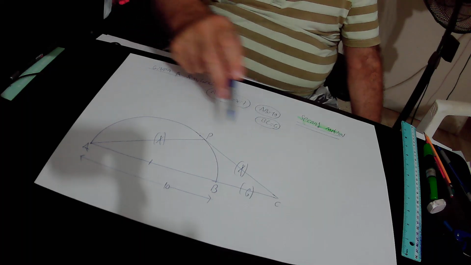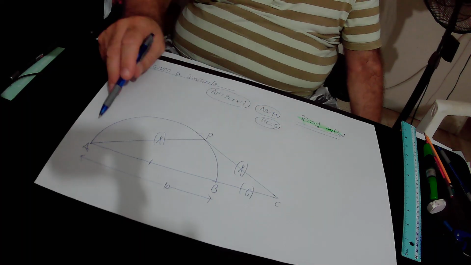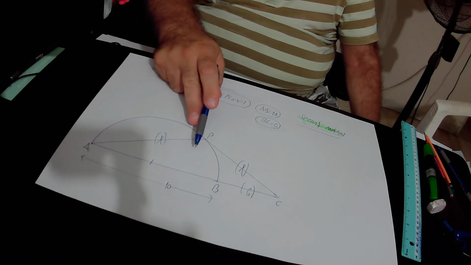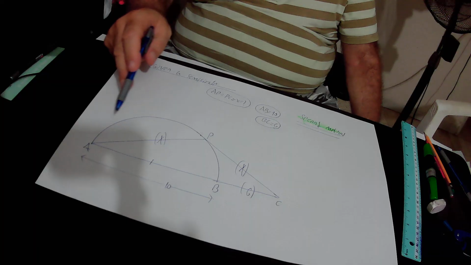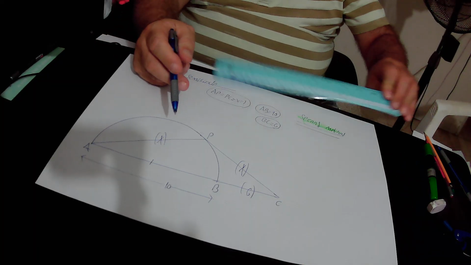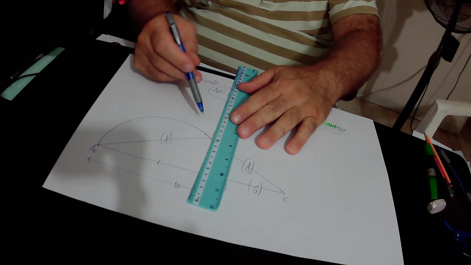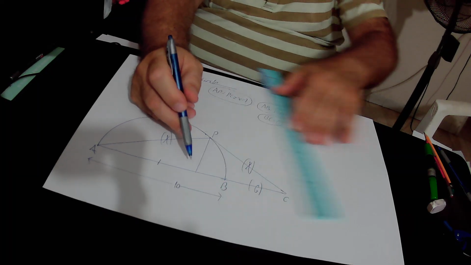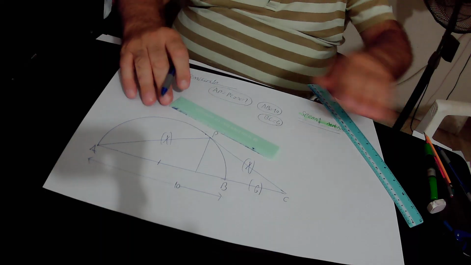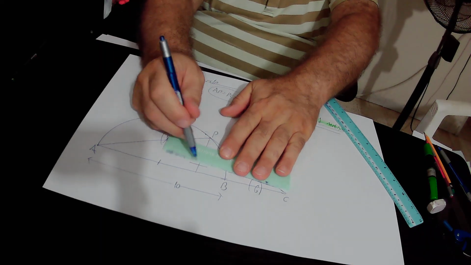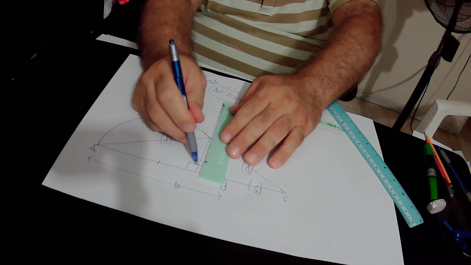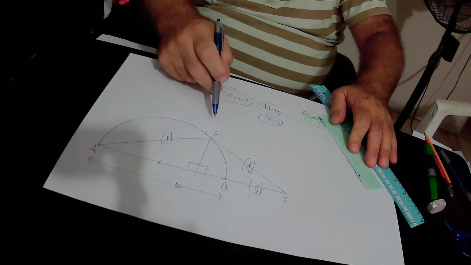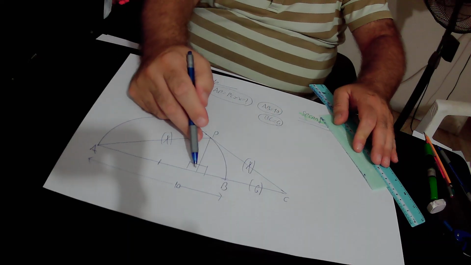The base of this isosceles triangle is of course AC. So from point P, we go perpendicular to the base AC of this isosceles triangle APC. Actually, this angle equals 90 degrees, and this angle also equals 90 degrees according to our construction. We define the touching point of the perpendicular from point P and AC. This point is point M.